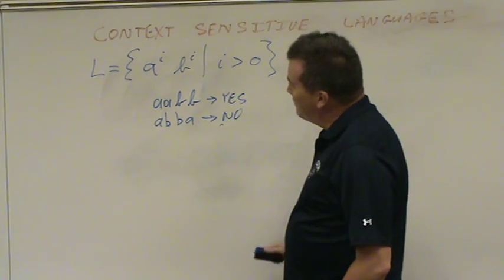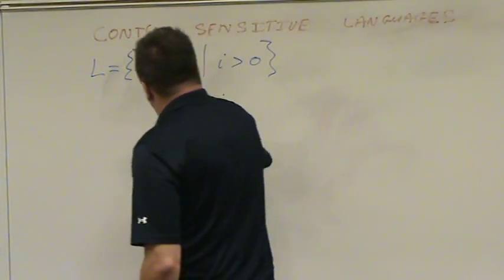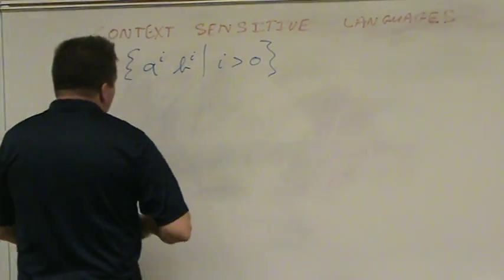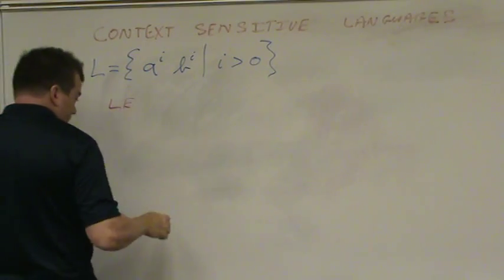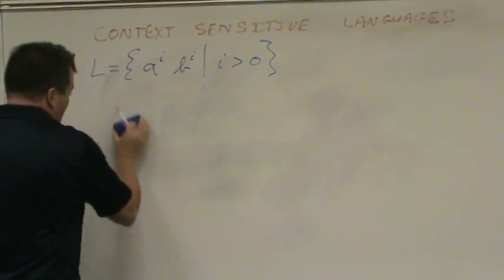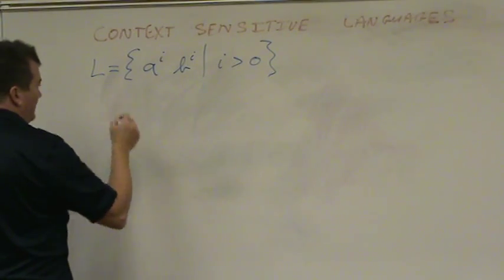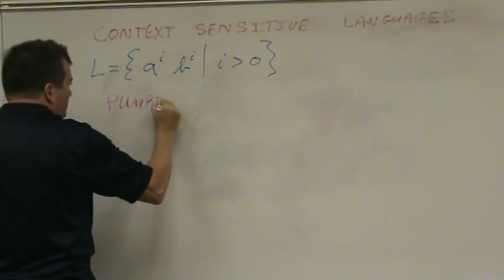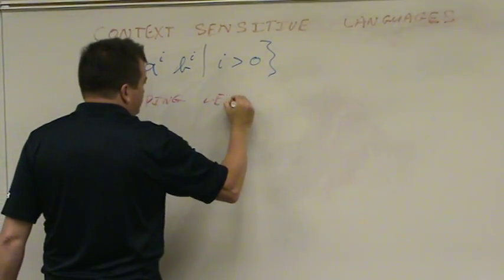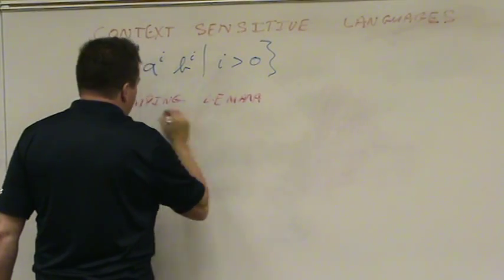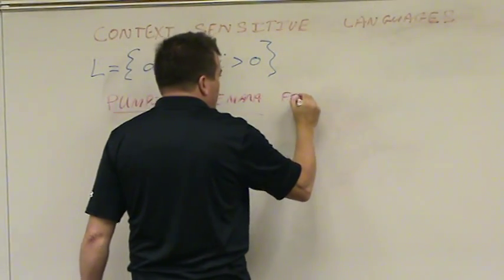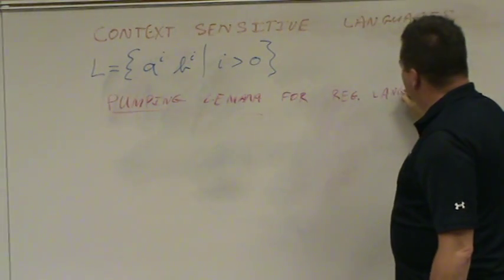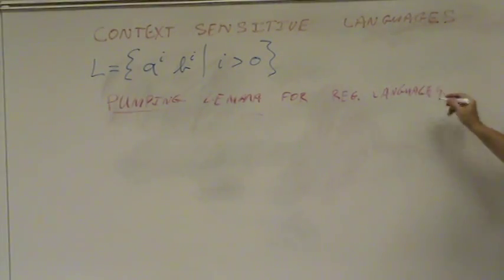Is there any way to say that there's no finite state machine, not using a stack, that could do this? There's this thing called a pumping lemma, which we're going to use to prove that this language could never be done with a finite state machine. So the pumping lemma for regular languages says this.